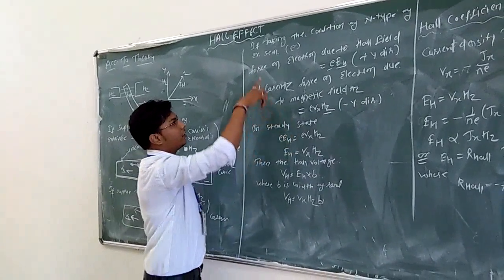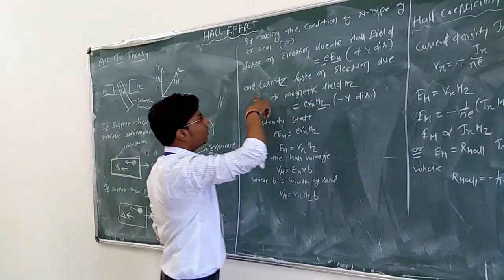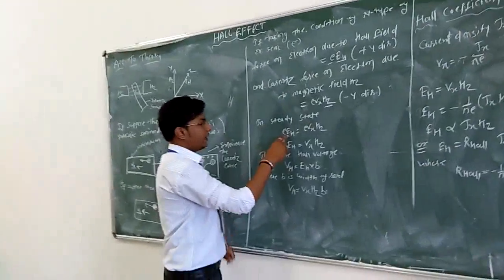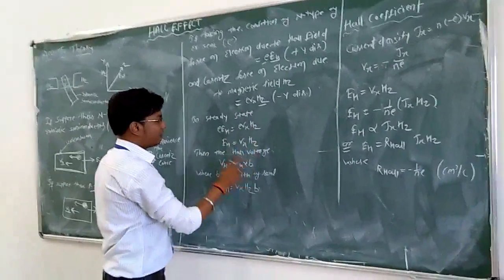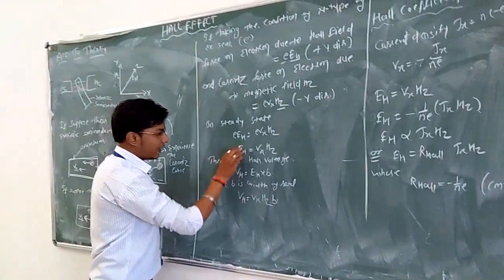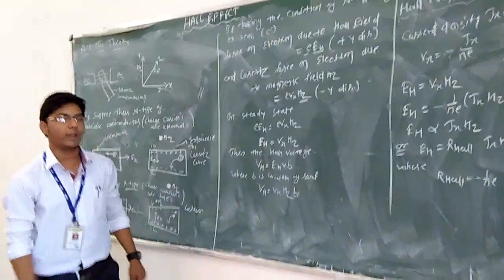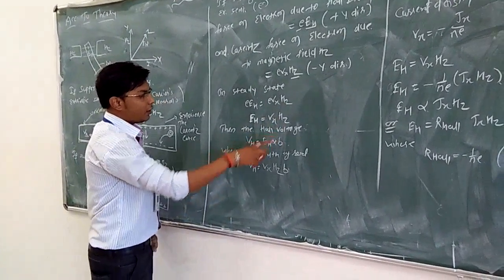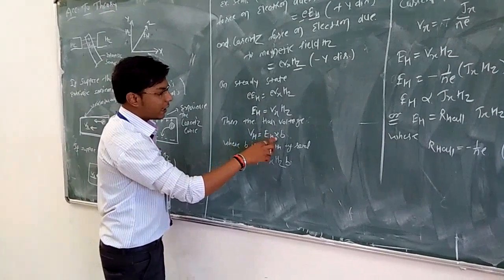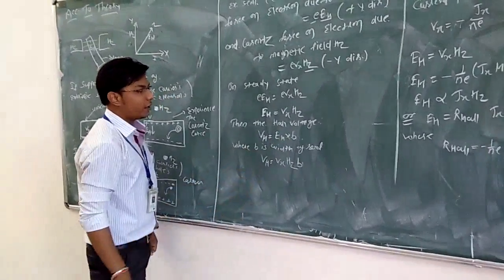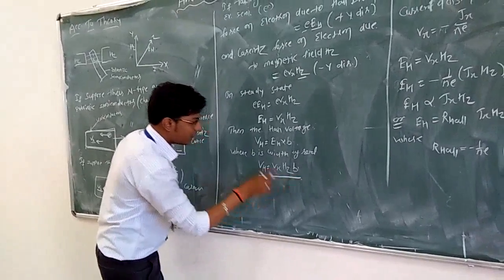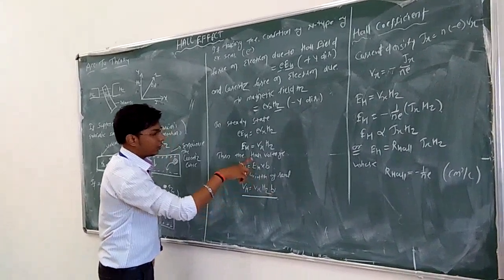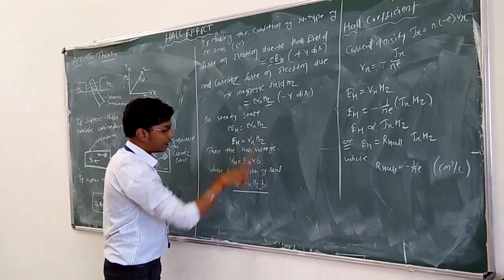In steady state, the force on the electron due to the Hall field is equal to the Lorentz force on the electron due to the magnetic field. That means eEH is equal to e Vx Bz. Now we find the value of the electric field: EH is equal to Vx Bz. Then the Hall voltage VH is equal to EH into b, where b is the width of the rod. That means the Hall voltage VH is equal to Vx Bz b. Now putting the value of Vx Bz here.